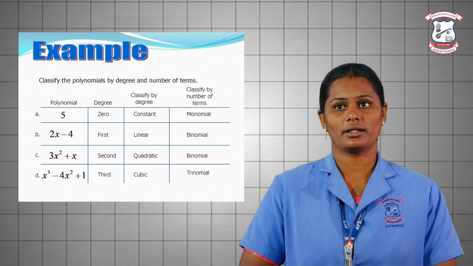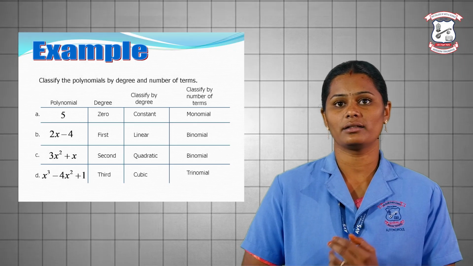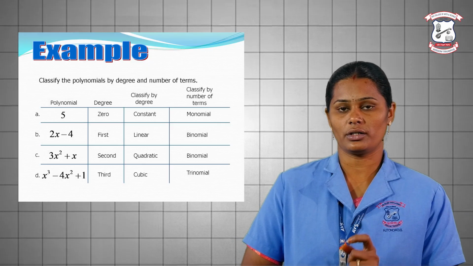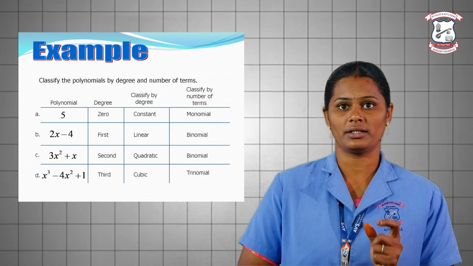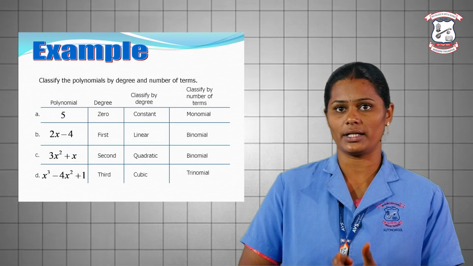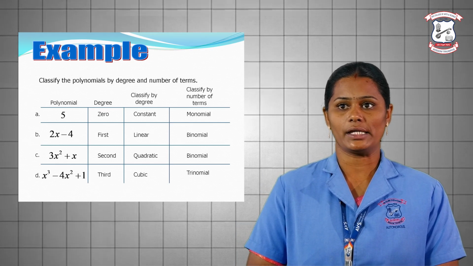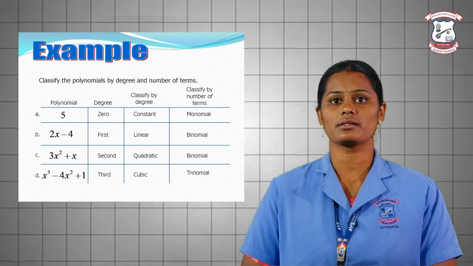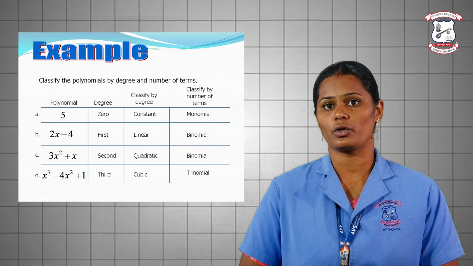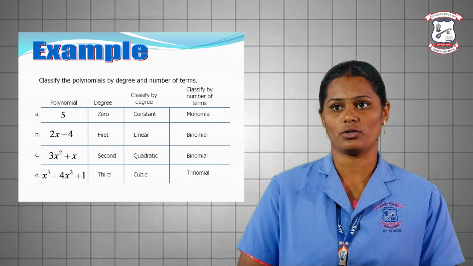And the second one is giving two terms. So two terms means a binomial equation. And the third one is also giving two terms, but the degree of the polynomial is 2. So that is also a binomial equation because it is only giving two terms. And the last one is a trinomial equation because it is giving 3 terms, x cube minus 4x square plus 1. So 3 terms are given, and the degree of the polynomial, the starting value degree, is 3. So that is called a trinomial equation.